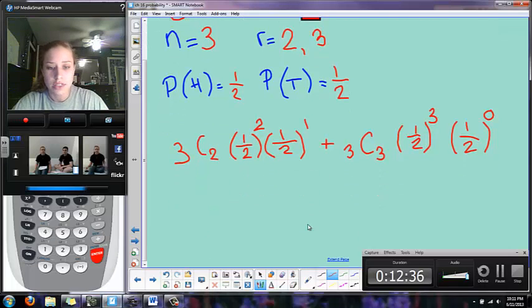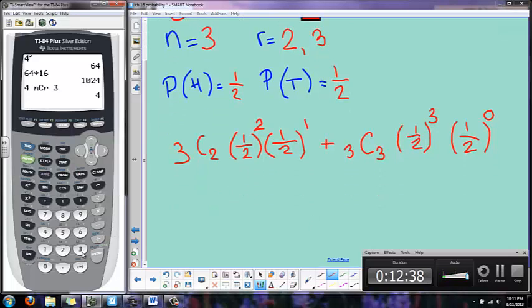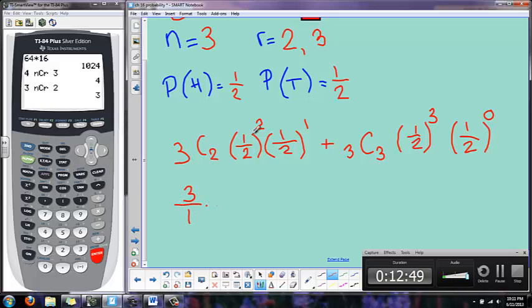Okay? Now we can go ahead and simplify. 3 choose 2 gives me a 3. 1 squared is 1. 2 squared is 4. Anything raised to the first power is itself. Now I'm going to go over here. 3 choose 3 is a 1. 1 to the third power is 1. 2 to the third power is 8. Anything raised to the 0 power is 1.